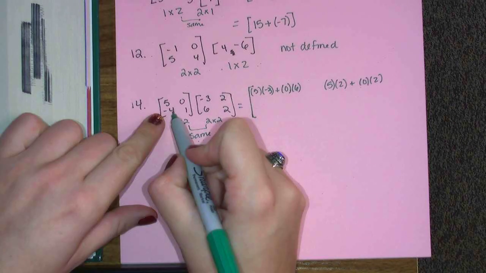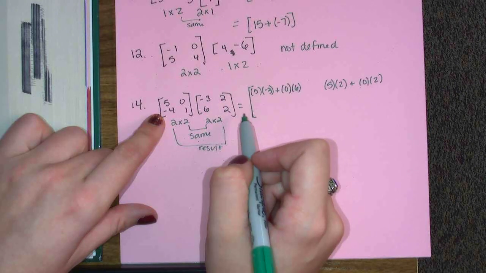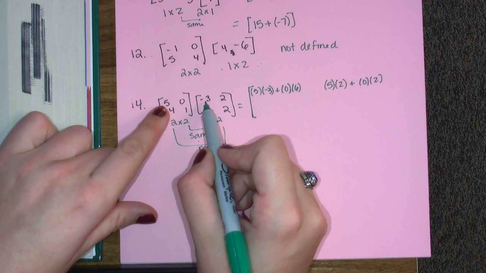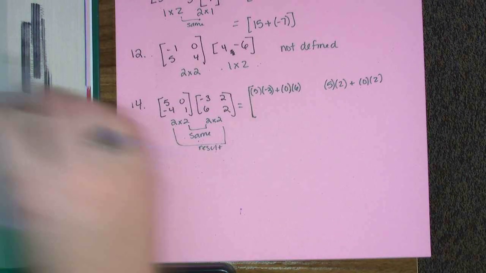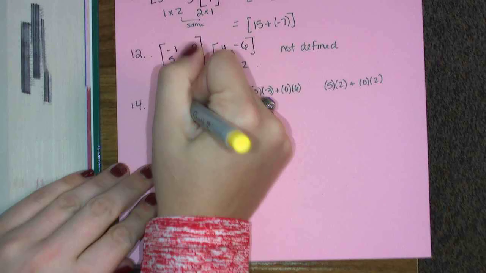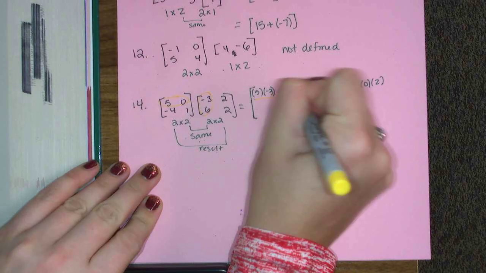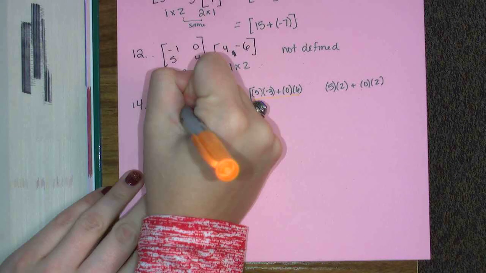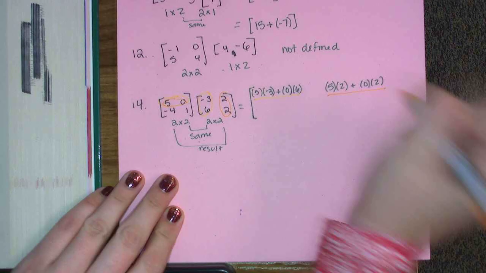Now I'm going to do the bottom row with the first column. I did 5 times -3, then I added 0 times 6. So it's the first row times the first column, which gives me this stuff that's here. Then, let me see if I can do this in colors. Then I do the first row times the second column to give me that one.